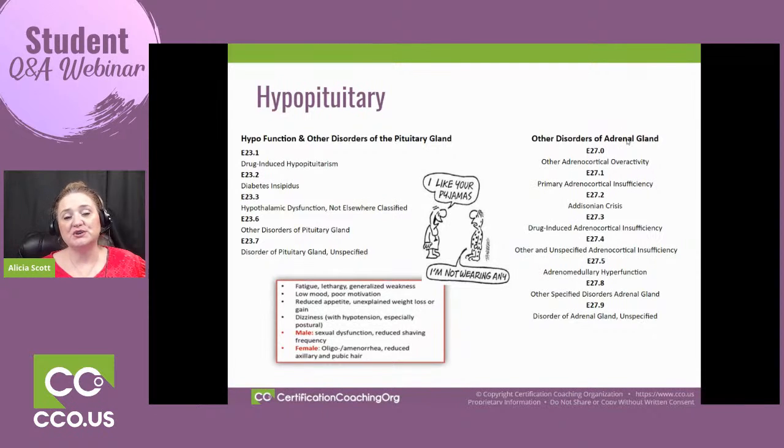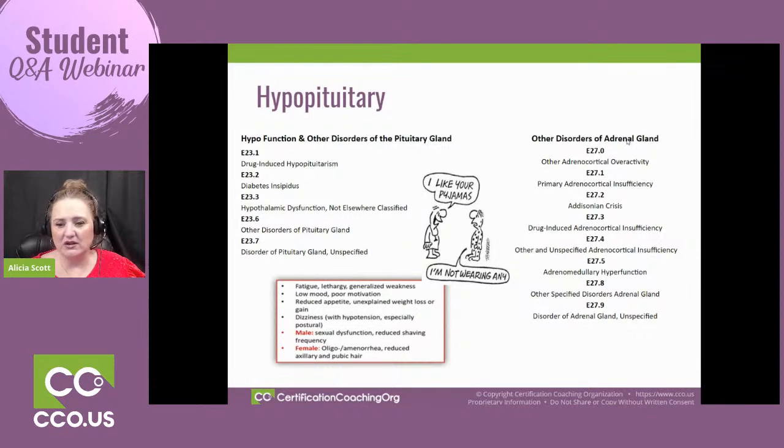Disorders, other disorders, and again, what does other stand for? We don't have a code for it at this time. So they have specificity. E27 means other disorders of the adrenal gland. They don't have their own kind of parent code. Well, you're going to see things like the .0 other adrenocortical overactivity.